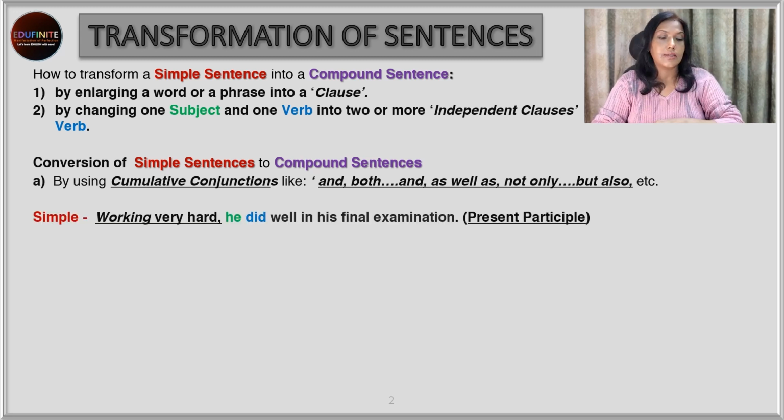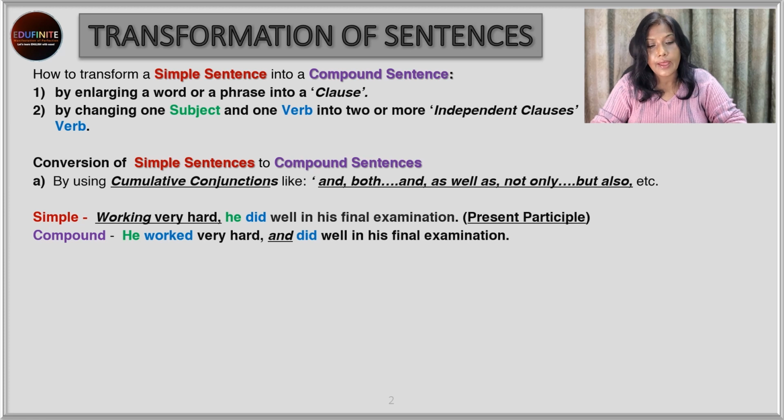The first sentence is a simple sentence: Working very hard, he did well in his final examination. Now, "working very hard" is the phrase. It does not have a finite verb, nor does it have a subject. And "he did well in his final examination" is the independent clause. This is how a simple sentence is formed. It has only one subject and one verb. Now, how do we convert it into a compound sentence?